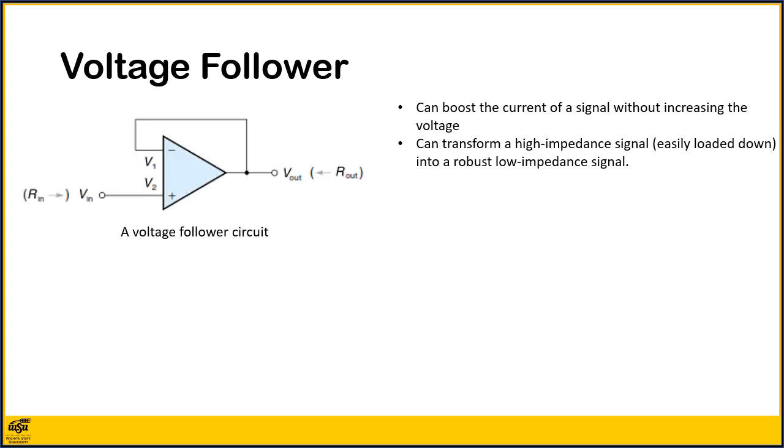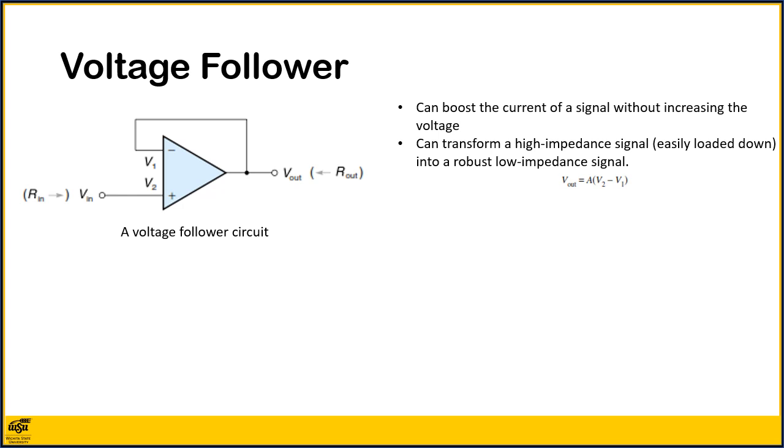The figure shows a voltage follower circuit. It has a voltage gain of 1 with a high input resistance R in and a low output resistance R out. Its operation can be explained as follows.